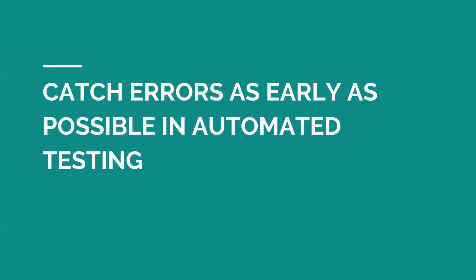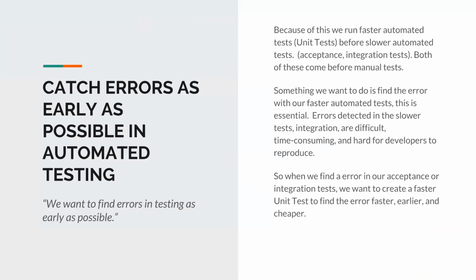The next thing we want to talk about is catching errors as early as possible in automated testing. This one is pretty self-explanatory. Find those errors as soon as possible. Because of this, we run faster automated tests, which are called unit tests, before the slower automated tests, which are acceptance and integration tests. And you run both of those tests before you manually go in and perform those tasks. So something we want to do to find errors is use our faster automated tests. That's essential, it's pretty obvious.